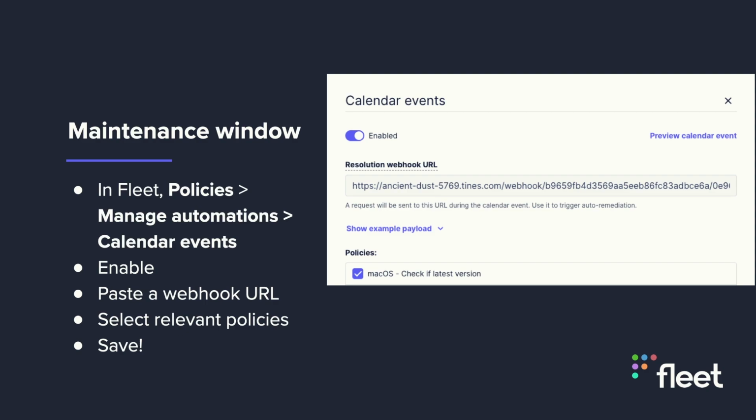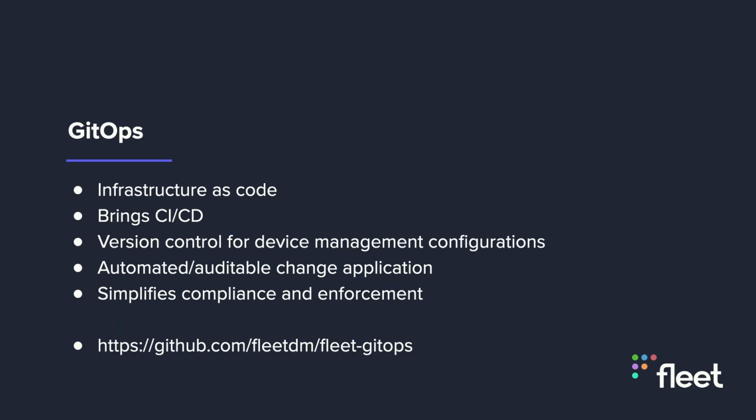So configuring this is pretty easy. In policies, under manage automations, we have calendar events. It's pretty easy to just enable that and then paste in your webhook that you want to call, select whatever relevant policies you want to trigger that webhook, and then hit save. Easy peasy. Everything's easy, right?